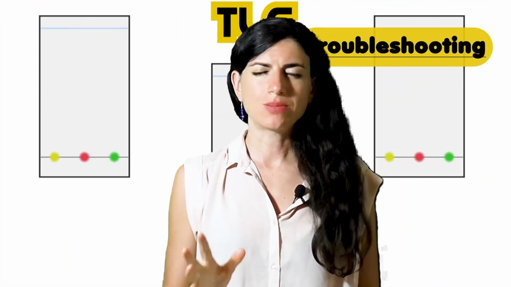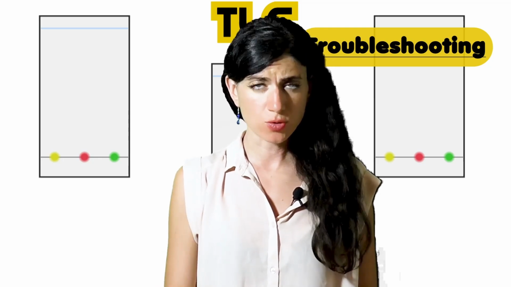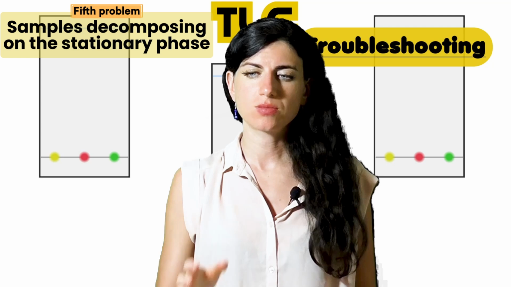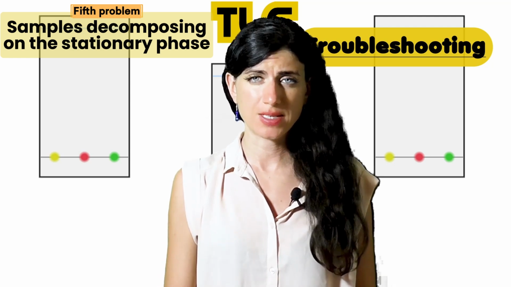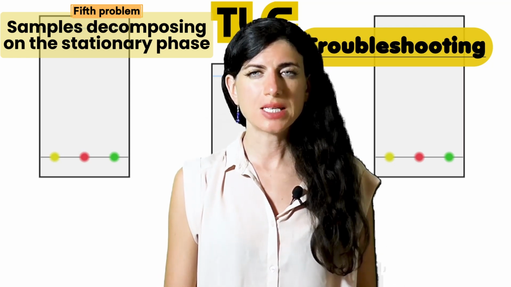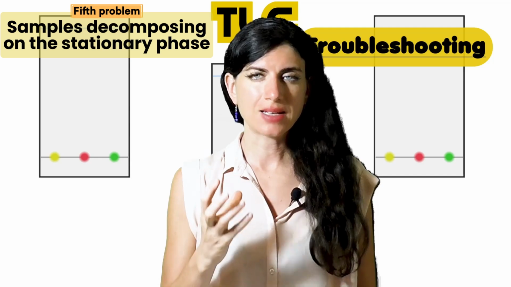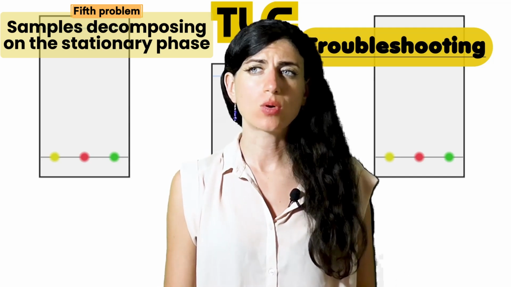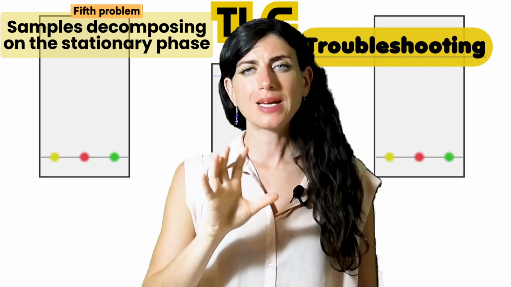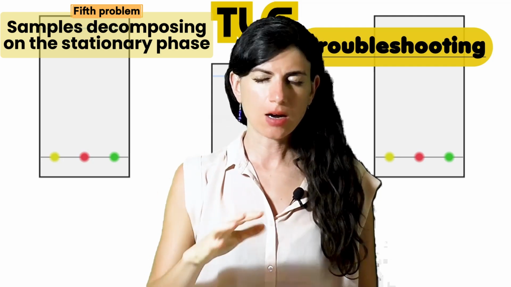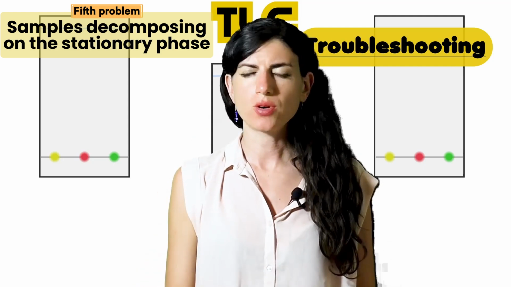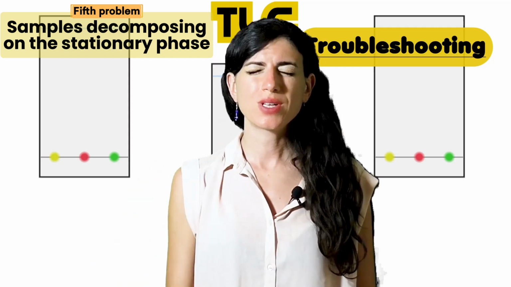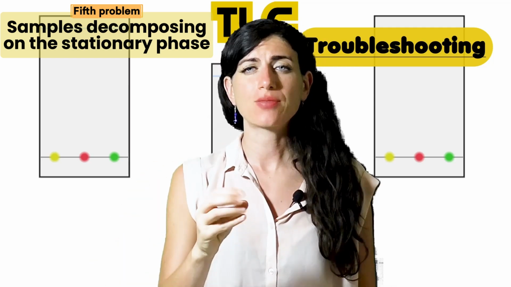Now, the last problem. The last problem is similar to the previous one, because it's anyway dealing with compounds that are decomposing on the stationary phase of the TLC. But the question is, how can we understand that our compounds are really decomposing on our stationary phase? So when a compound degrades on silica or on your generic stationary phase, you will see multiple spots. But how to actually verify if these spots are from decomposition?